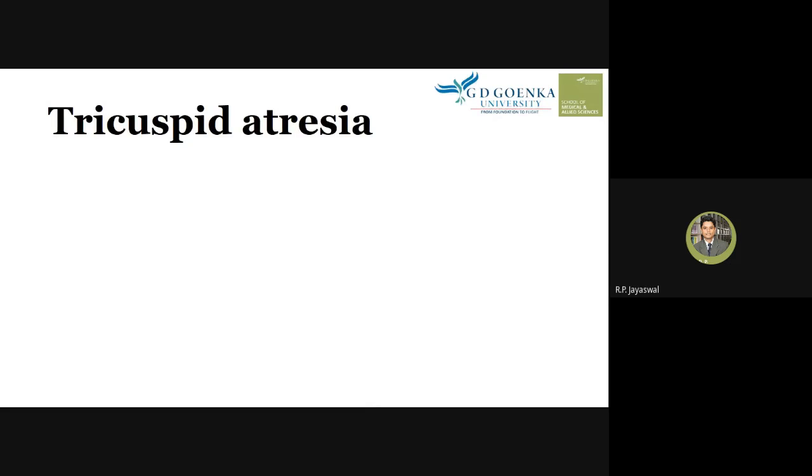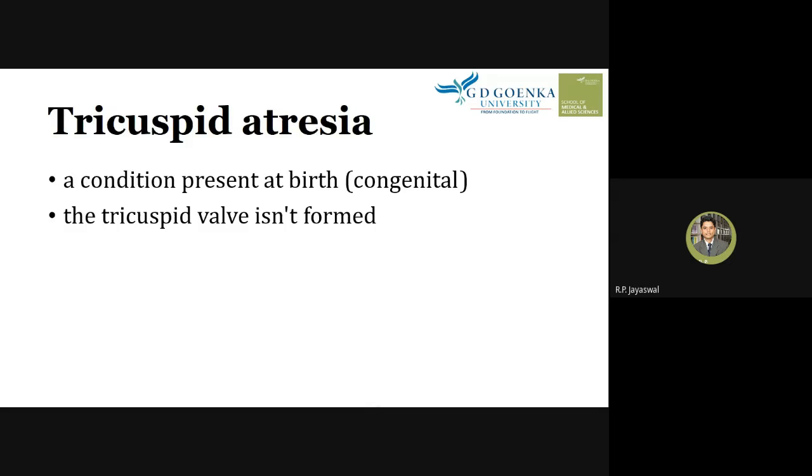The third disorder related to tricuspid valve disease is tricuspid atresia. What is tricuspid atresia? It is a condition present at birth, so it's a congenital defect. The tricuspid valve isn't formed. The patient has a right atrium and right ventricle without a tricuspid valve. There is no formation of the tricuspid valve from birth.